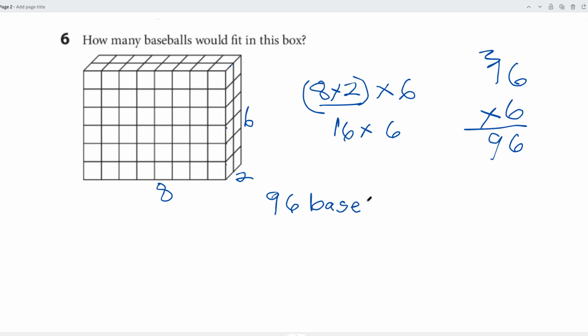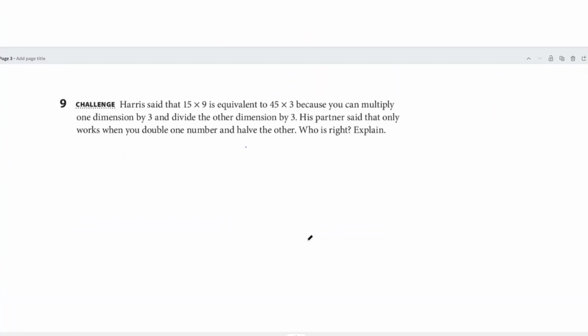And please write out baseballs. And if it was a measurement, if they were saying each one of these is a foot, 1 foot by 1 foot by 1 foot, you'd have to write cubic feet. So let's go down to look at our last challenge problems.